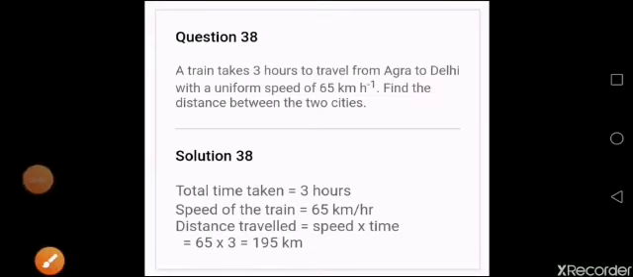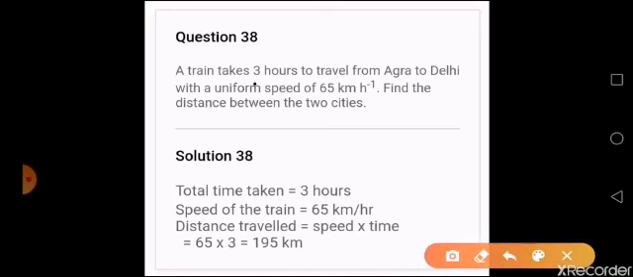This is your question number 5 in your numerical section. Here it is given 38 because I have taken the numbers continuously starting from your question answer part. That is why. So this is actually your 5th question. Now in this question you can see that a train takes 3 hours. That is, time is given. Uniform speed 65 km per hour is given. You have to find the distance.